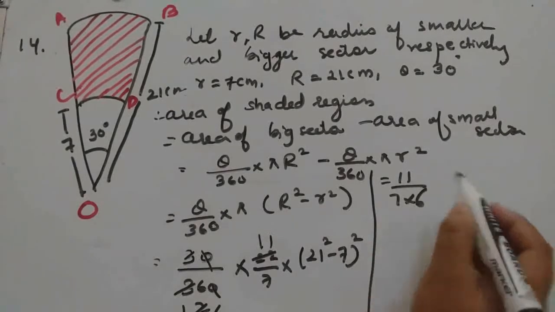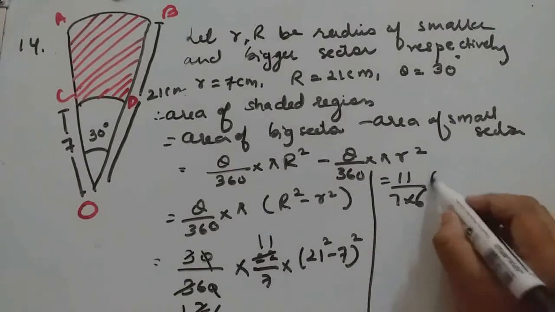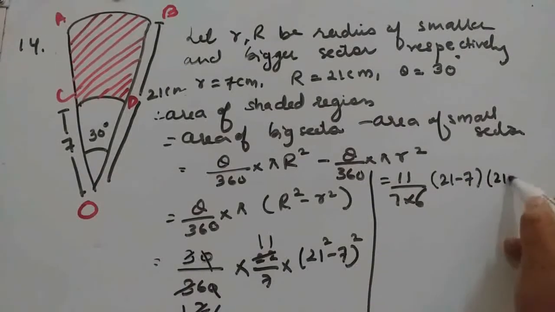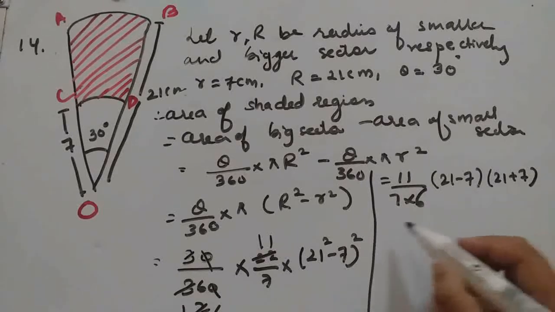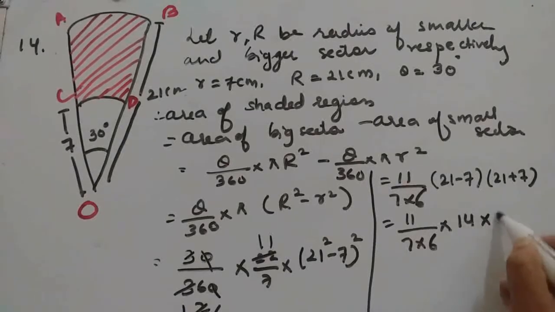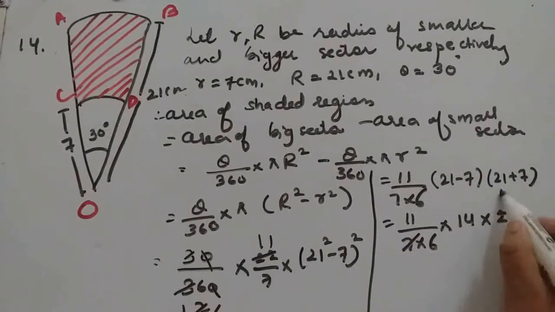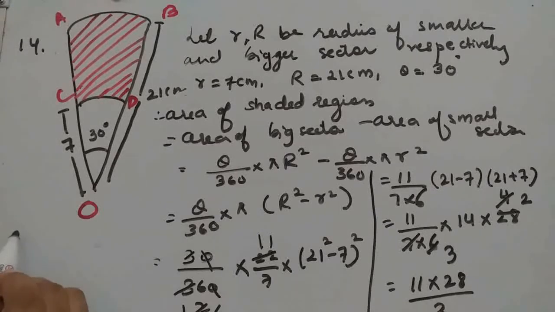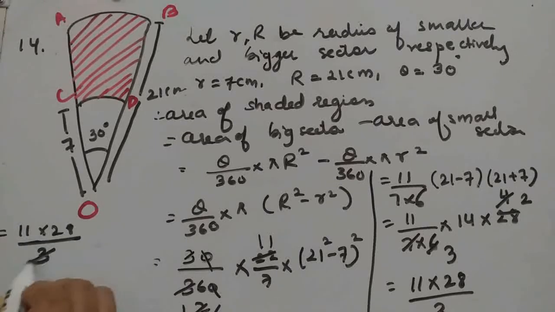And this, by using the identity, we can open here. So 21 minus 7 and 21 plus 7. So 11 divided by 7 into 6, this will give 14 and this will give 28. So 7 4s are 28. From 2 we can cancel. Okay, so 11 into 28 by 3. This we can simplify further: 11 into 28 by 3, from 3 we can cancel.